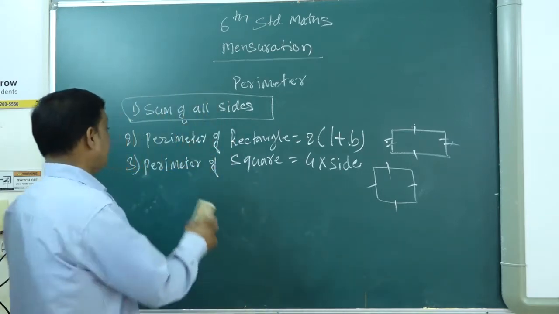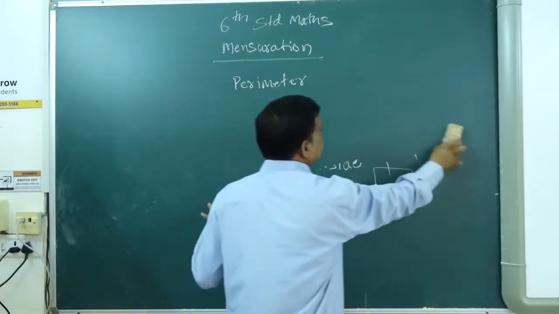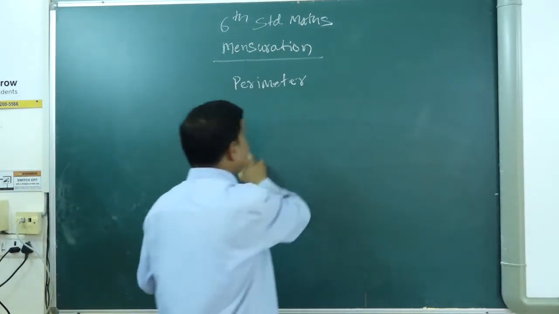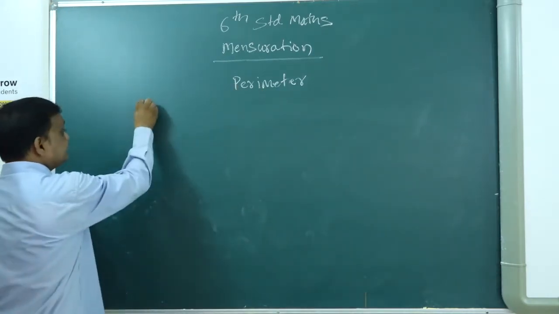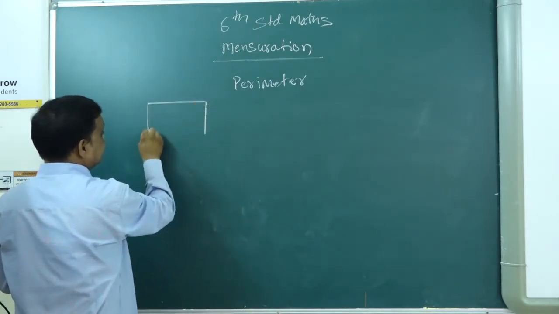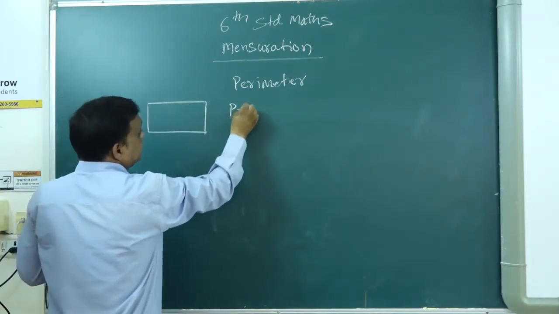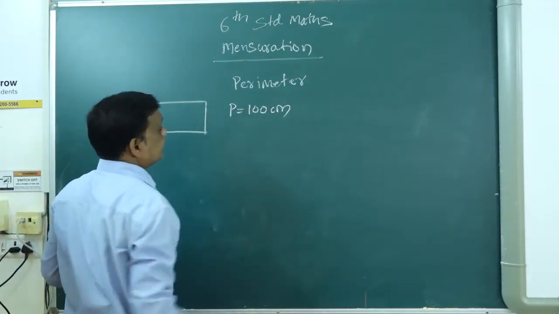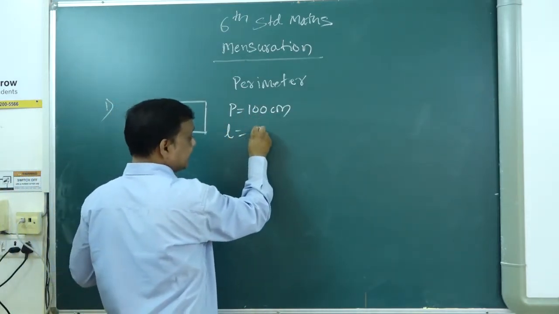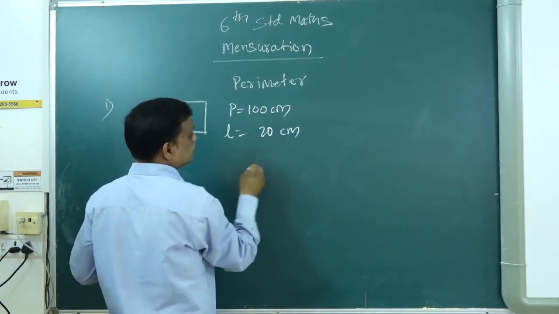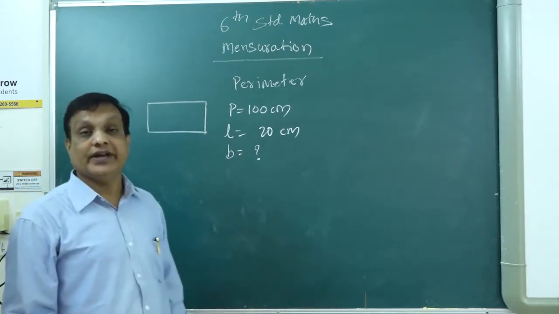In this class we are seeing how to find the side when the perimeter is given. First we are going with the rectangle. Suppose we have a rectangle. P means perimeter, which is 100 centimeter. Perimeter is given as 100 centimeter, and length is given as 20 centimeter. You have to find the breadth.